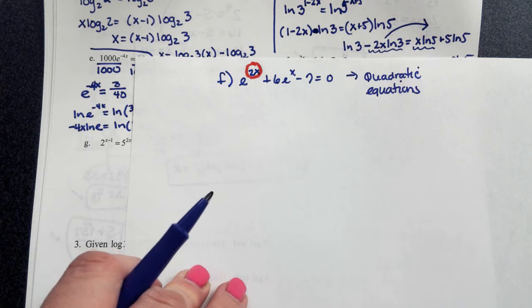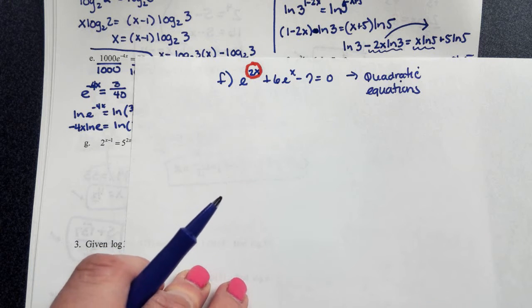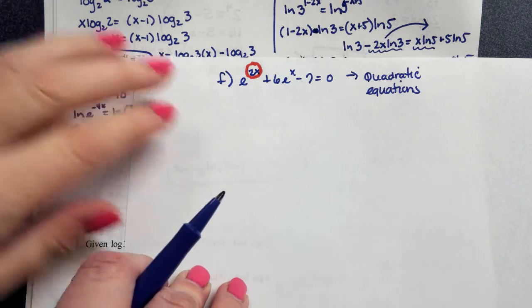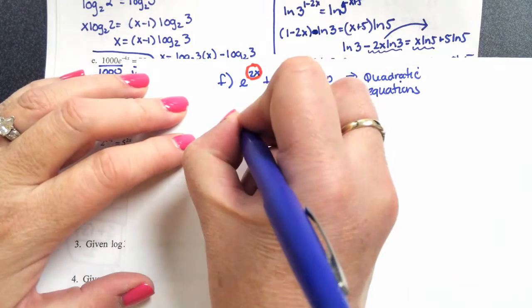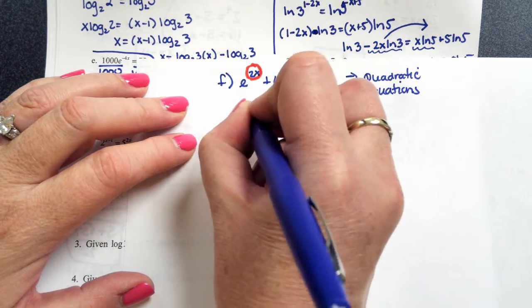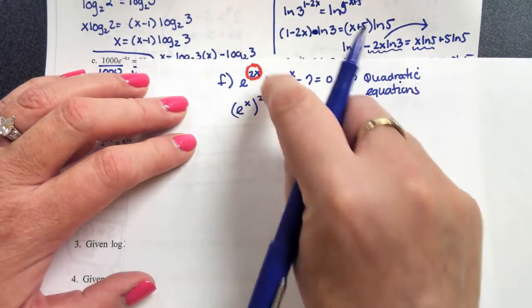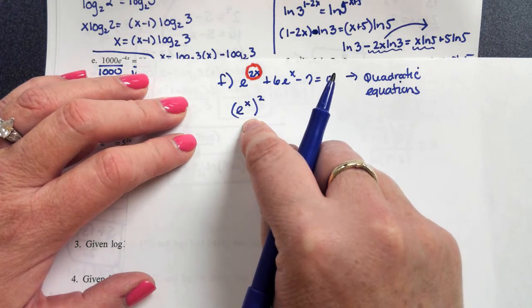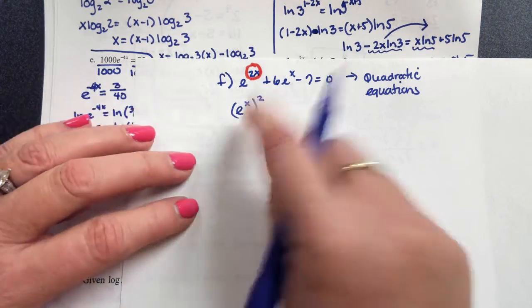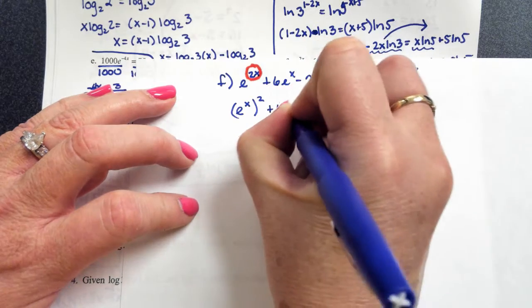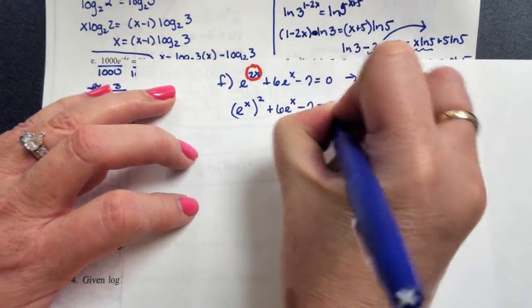What makes a quadratic equation is when you have a base raised to a second power. So if you look at this e to the 2x, another way I could write e to the 2x is e to the x raised to the second power. Would you agree with me that e to the 2x is equivalent to e to the x to the second power? Plus 6e to the x minus 7 is equal to 0.